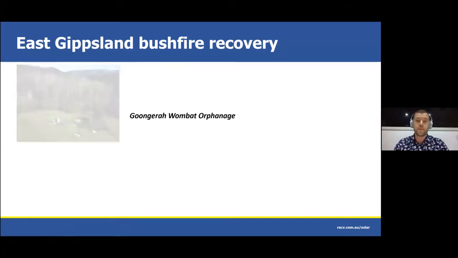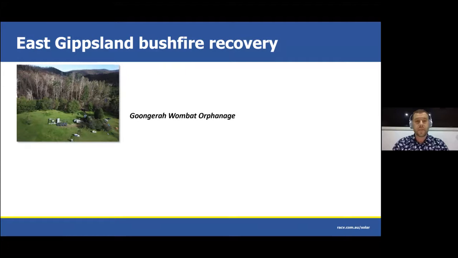Goonga, a wombat orphanage, was one example. As you can see from that image there, they were so lucky. They had the bushfire coming from 270 degrees all around them as it came into Goonga. Miraculously, they survived, but their existing off-grid system just wasn't cutting the mustard. RECV's CEO, Neil Taylor, rang me the day after the bushfire, said, "What can I do to help? Please just tell me if there's anything I can do to support this region."